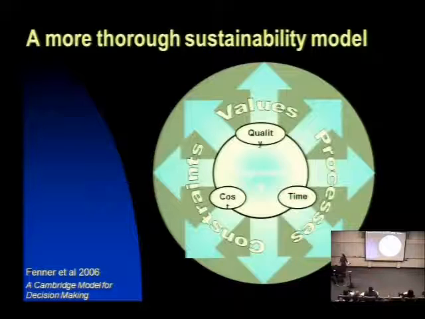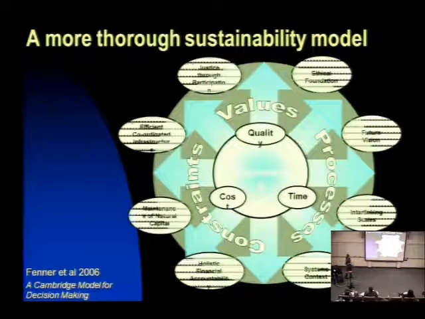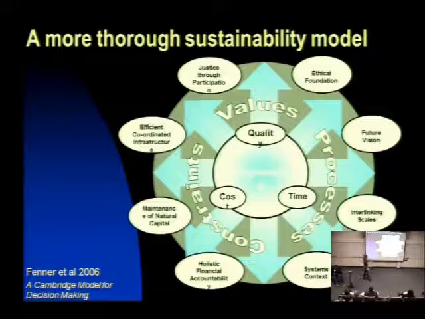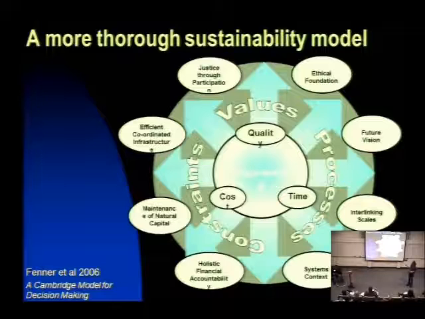Then on the outside of that, encompassing it, you've got processes, constraints, and your values. And that's when you have to make sure that everything you do is still surrounded by systems, context, interlinking scales, holistic financial accountability, maintenance of natural capital, efficient coordinated infrastructure, justice through participation. We talked a lot about that. And ethical foundation, of course. I mean, ethical foundation is part of the core because ethics are your profession. If you choose to be an engineer, thou must be ethical, or you cannot be an engineer.